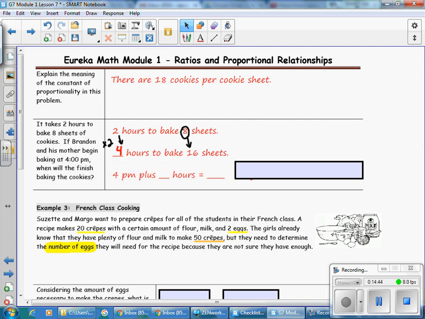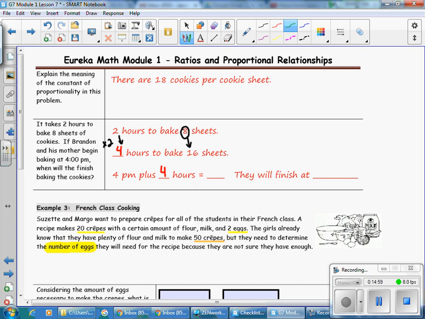So it says that they're starting at 4 p.m. and you need to add to that the 4 hours to make the cookies. So you know that the answer will be 4 plus 4 is 8, and they will finish at 8 p.m.